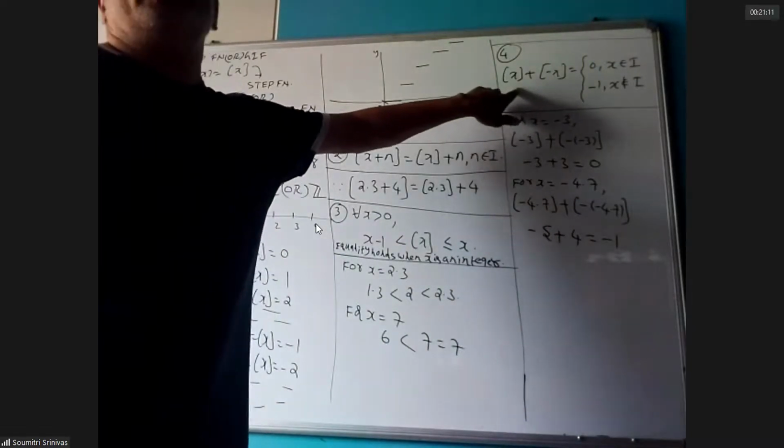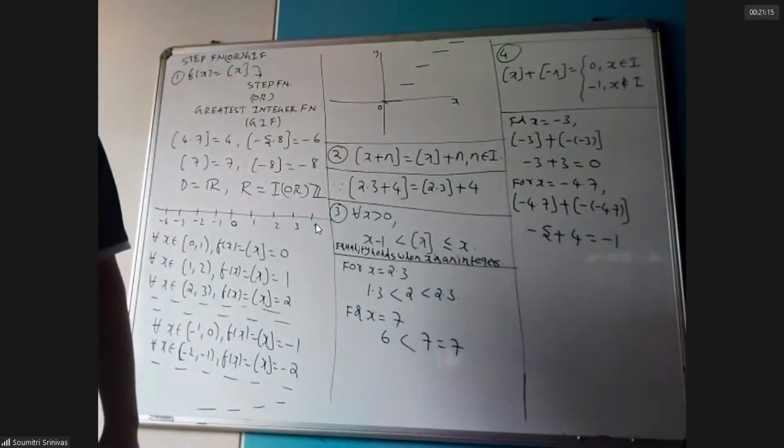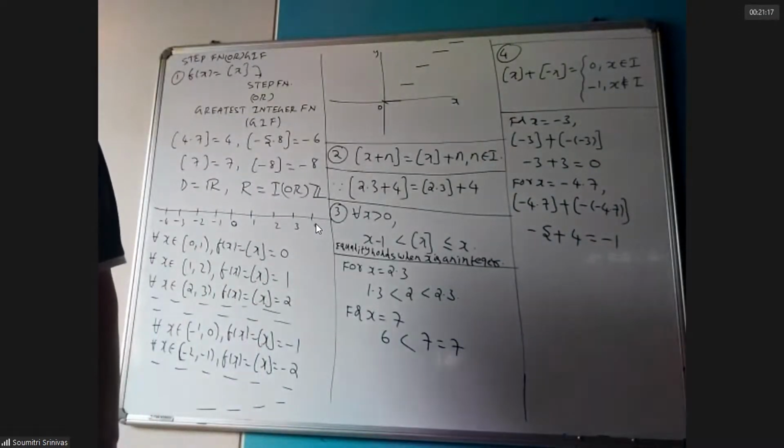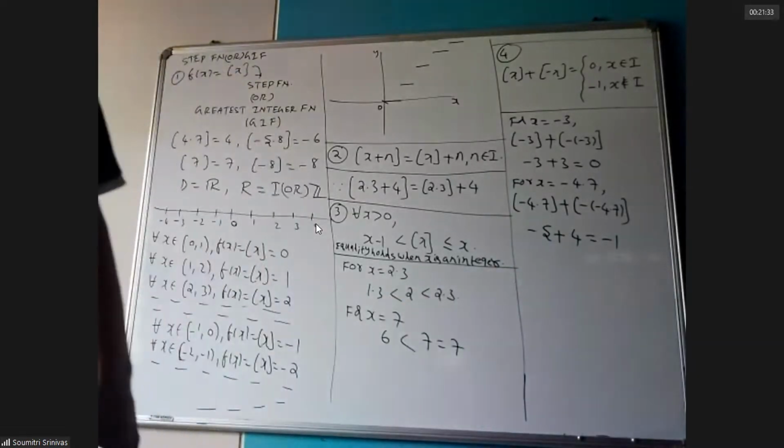Fourth property. What is step x plus step minus x? Equal to 0 if x is an integer, equal to minus 1 if x is not an integer. Chalo, copy this.